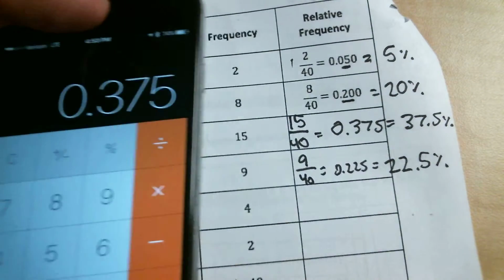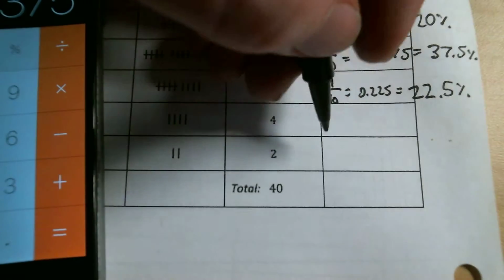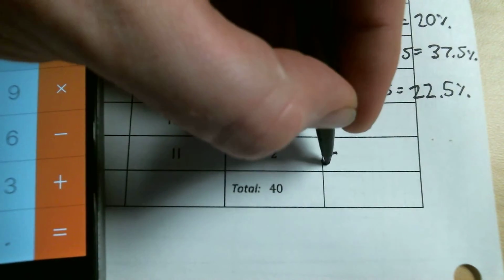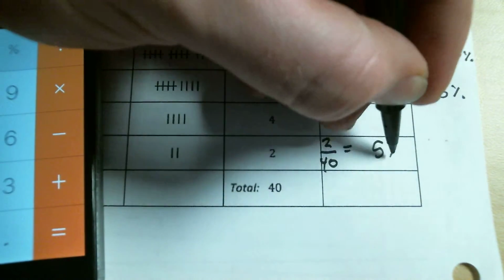37.5%. Let's keep going even more. So we have 4 and we have 2. Well, 2 we've already done. We already know that one from the first table. So we know that was 2 out of 40. And that ended up being 5% eventually.